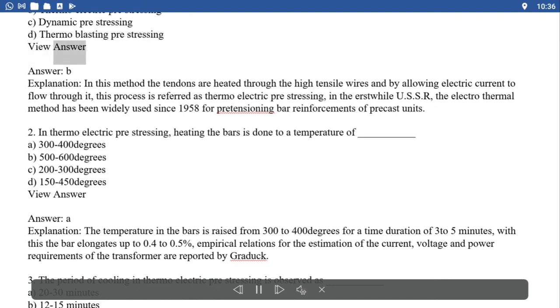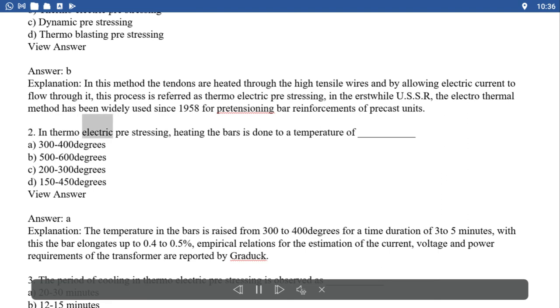Answer: B. Explanation. In this method the tendons are heated through the high tensile wires, and by allowing electric current to flow through it, this process is referred to as thermoelectric pre-stressing. In the erstwhile U.S.S.R., the electrothermal method has been widely used since 1958 for pretensioning bar reinforcements of precast units.